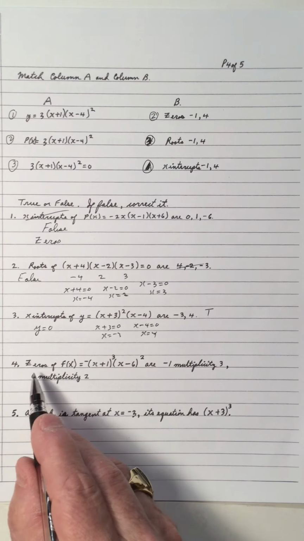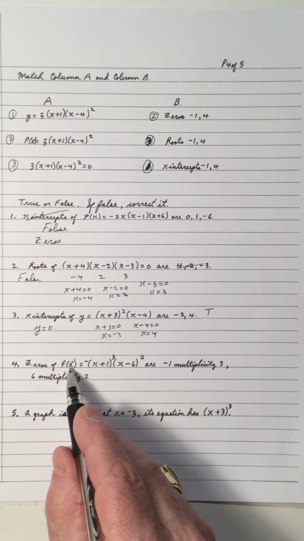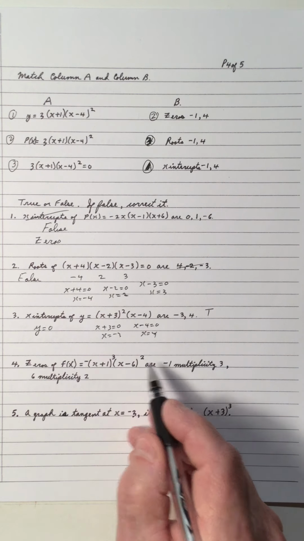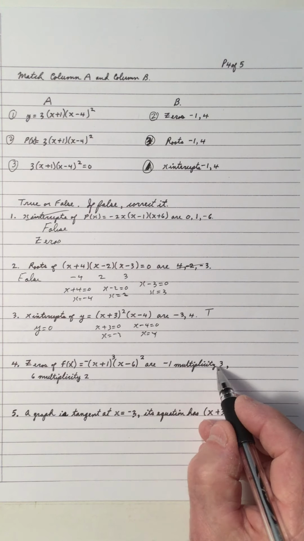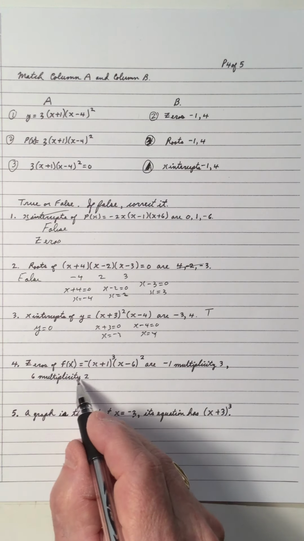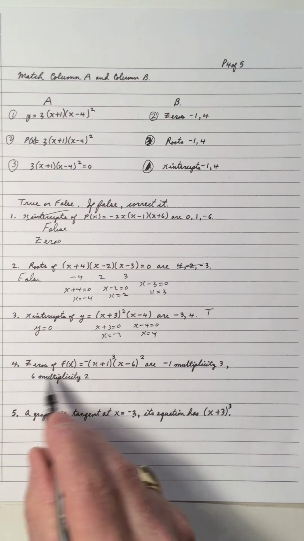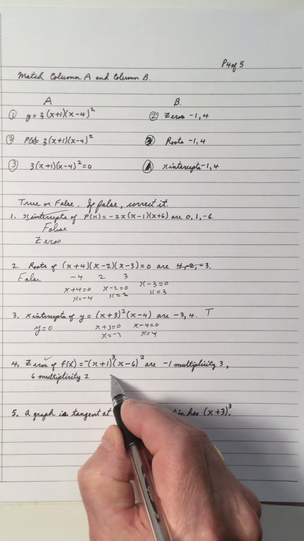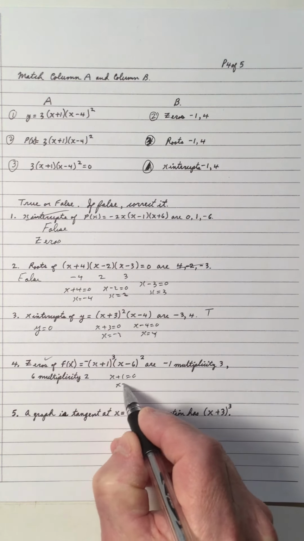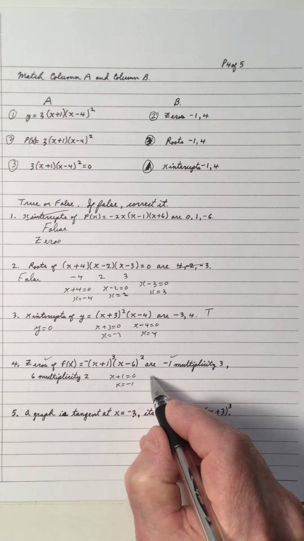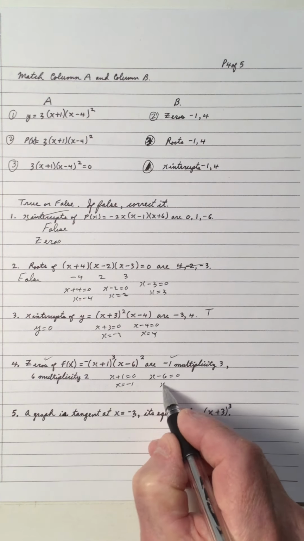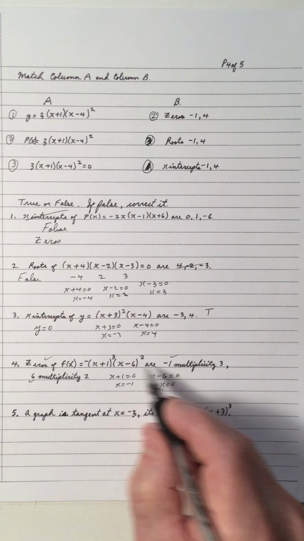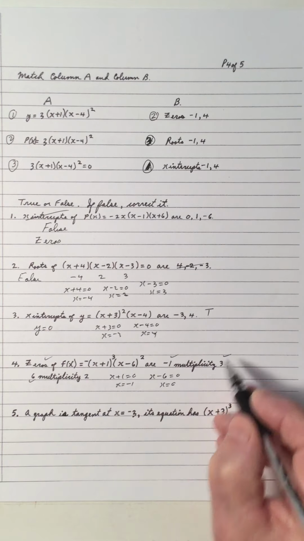Number 4, the zeros of f of x equals x plus 1 cubed times x minus 6 squared are -1 with a multiplicity of 3, and 6 with a multiplicity of 2. So the zeros of a polynomial, that's correct. And we have -1 as the opposite: x plus 1 equals 0, so x is -1, that's correct. And x minus 6 equals 0, so x is 6, that's correct. And the multiplicity of 3 is the power, so that's correct.